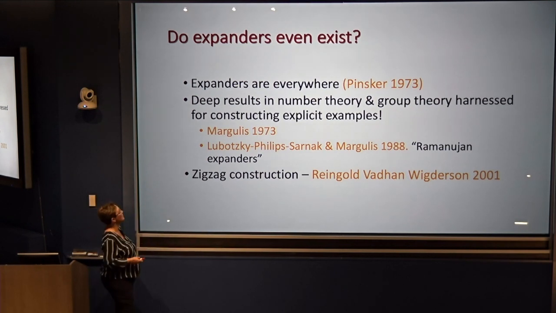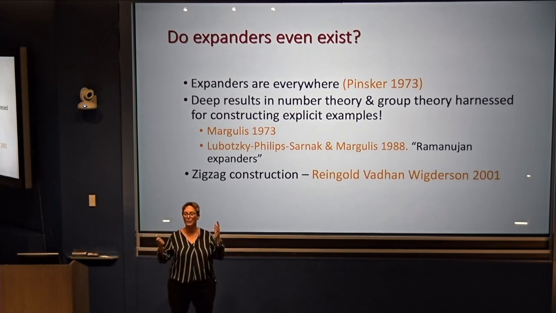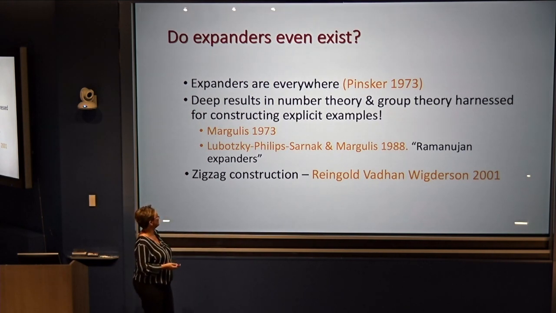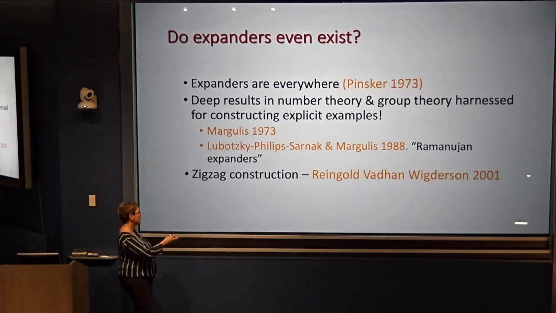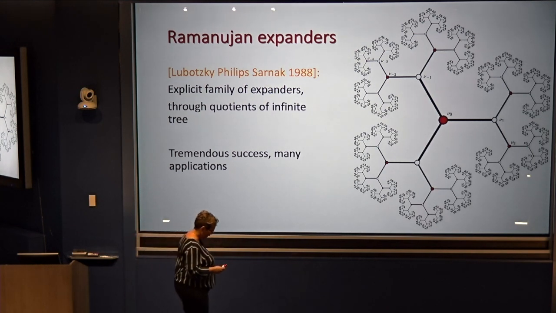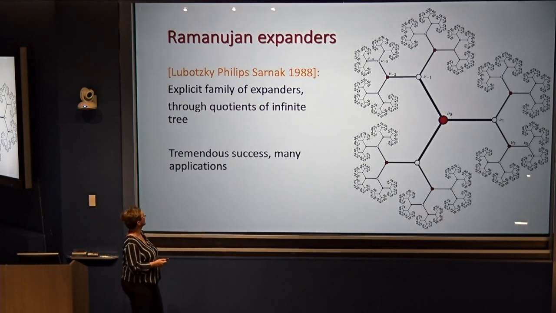Later on, a few years later, Reingold, Vadhan, and Wigderson came up with an elementary construction, no number theory, and so on, that gives excellent expanders. So we don't even need all this deep math, but somehow the route to getting these explicit objects went through this theory. Okay, so I do want to talk a little bit about the construction of LPS, Lubotsky, Phillips, and Sarnak, because it leads us to the high-dimensional expanders. So how did they construct their expanders?